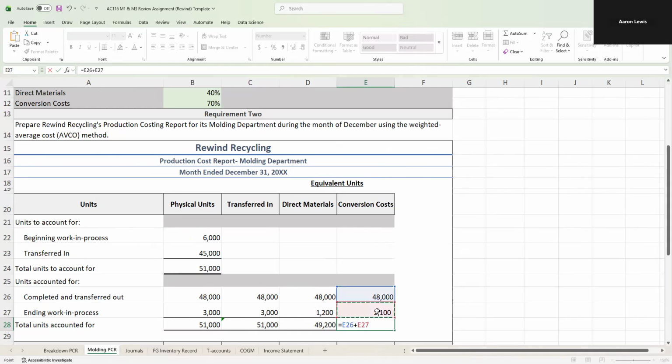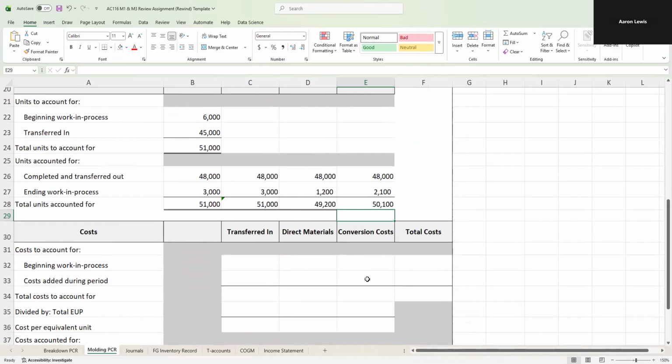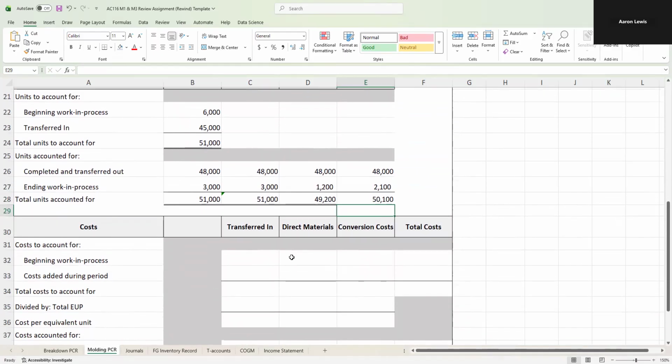And we determine in this case that for the amount of cost that we paid to fully finish 48,000 bins and partially complete these 3,000 bins, we could have made 49,200 bins in total for the amount of material costs that we paid and 50,100 bins in total for the amount of conversion costs that we paid. And now let's assign out some costs. Same process that we had before.